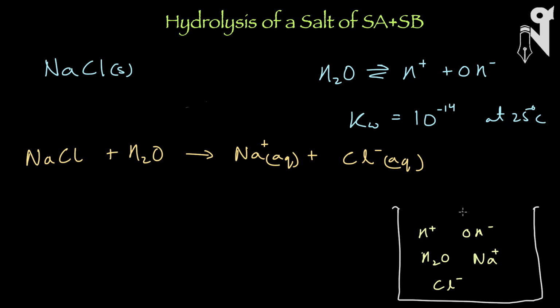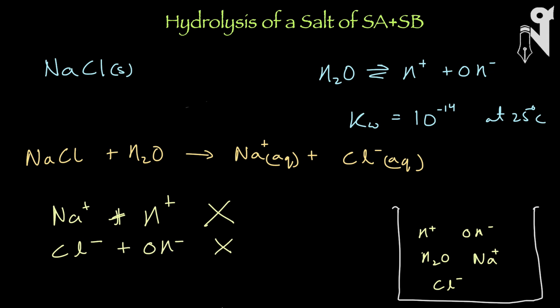in the solution. Now the question is, will Na plus react with or join hands with H plus? Obviously not. Or let me take another weird one. Will Cl minus join hands with OH minus? Obviously not. Why? Because both are minus, right? Both are anions. So negative, negative repel. They are not going to join hands with each other.